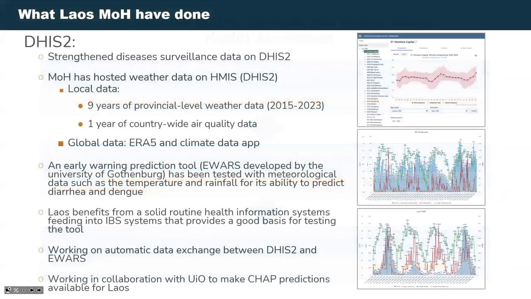Given this background, the first thing is what data we have. Lao has a very strong DHIS2. It's been going on for 10 years. So we collected all the different data, not only aggregate, but also event data, plus the location where the diseases were recorded. Not only the hospital, but actually the people's locations. To do that, each and every village had GPS coordinates.